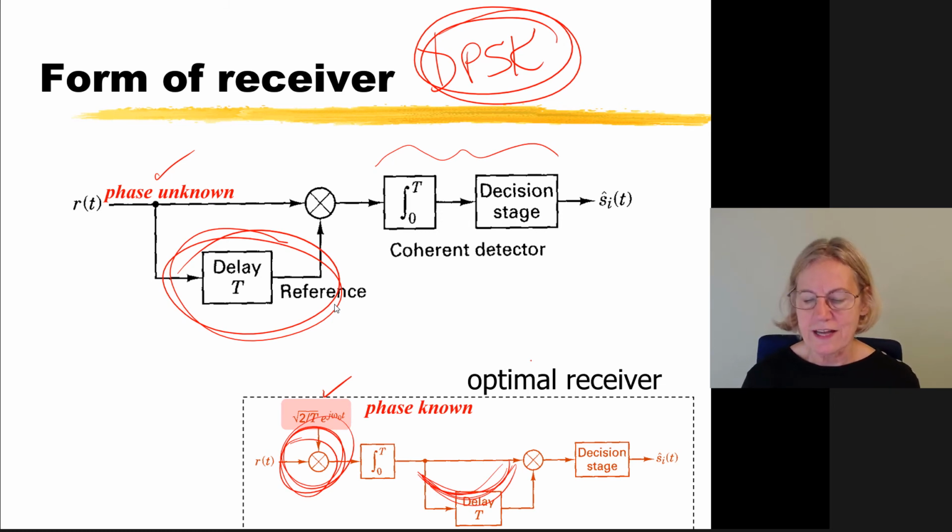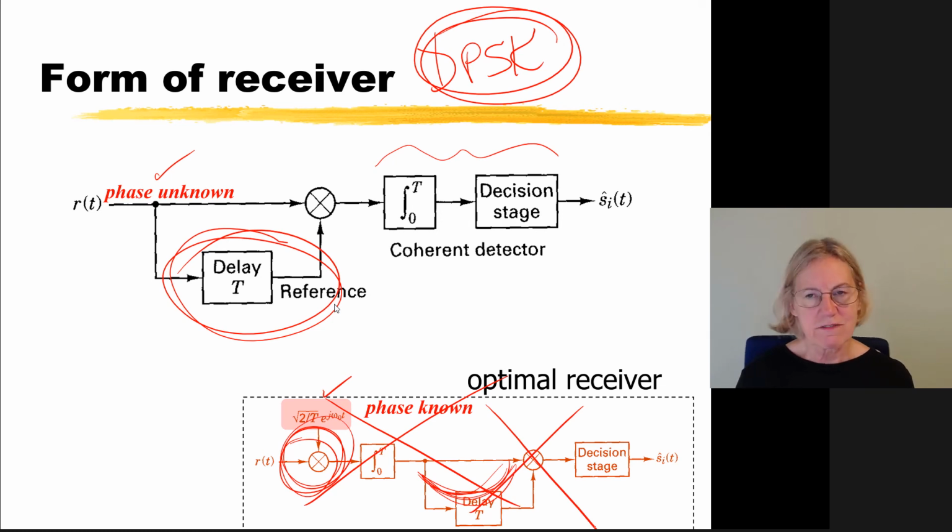But nobody does it this way. This would be the optimal way, but it's just as expensive as the other. So if I'm going to use differential phase shift keying, I'm not going to use the optimal coherent detector. What I'm going to use is this super simple, super cheap, easy way to do detection.